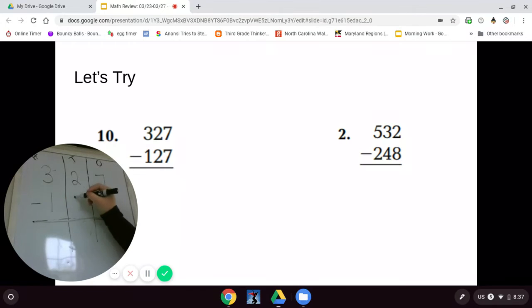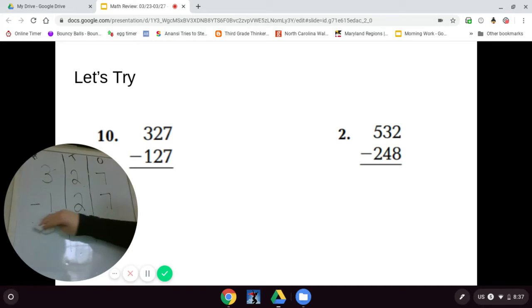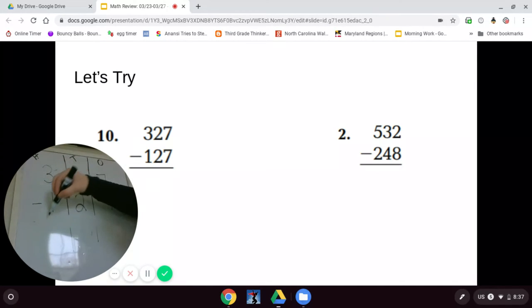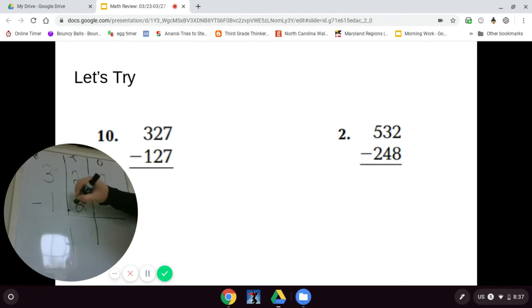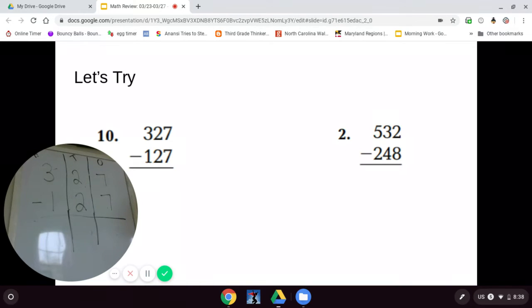327 minus 127. Real quick, we're just going to make this neater. Okay, so hopefully you have those problems written down at this point. Starting with 7 ones minus 7 ones, I want you to write what your solution would be. Nice job. 7 ones minus 7 ones should be 0 ones.